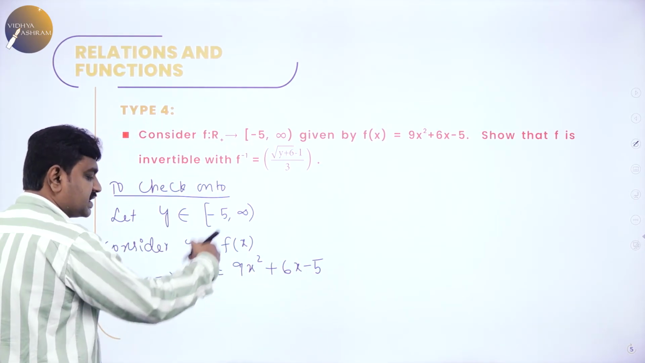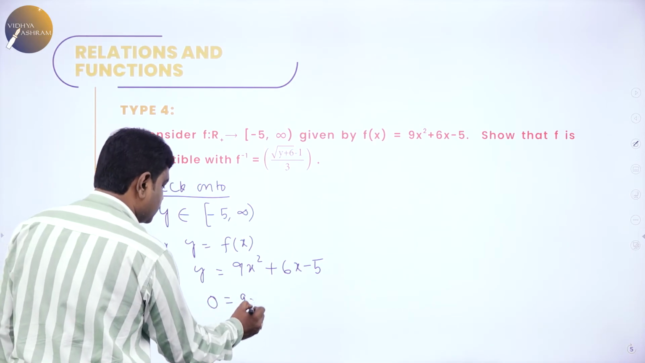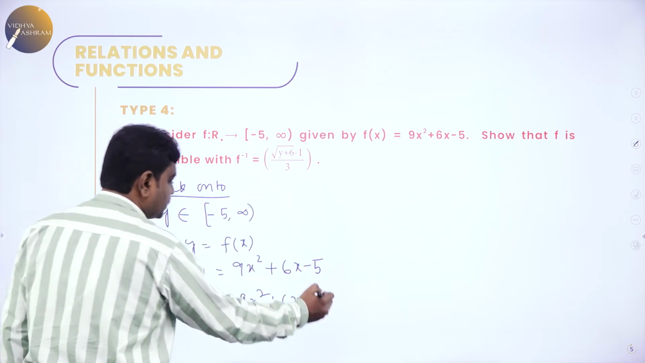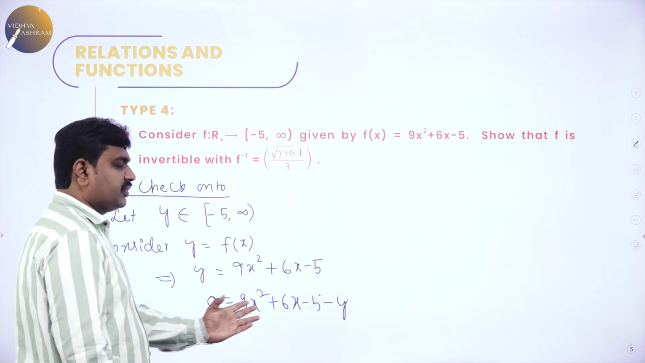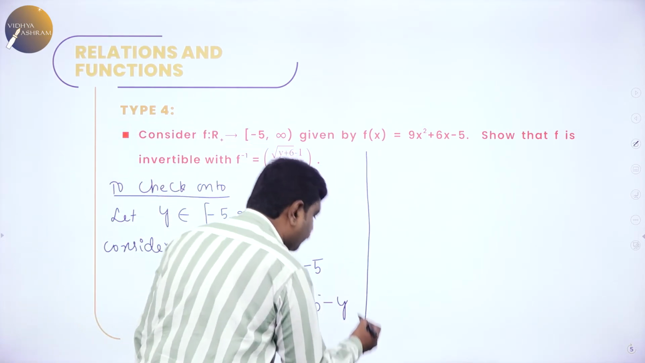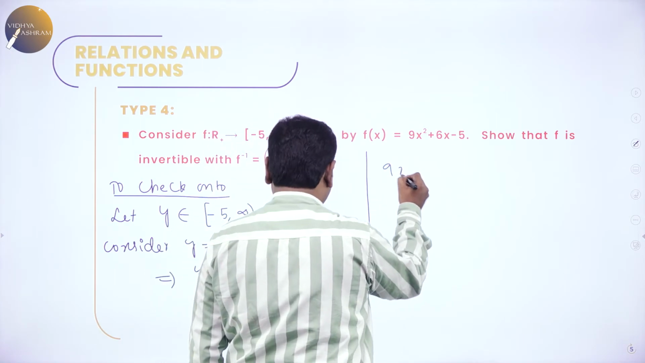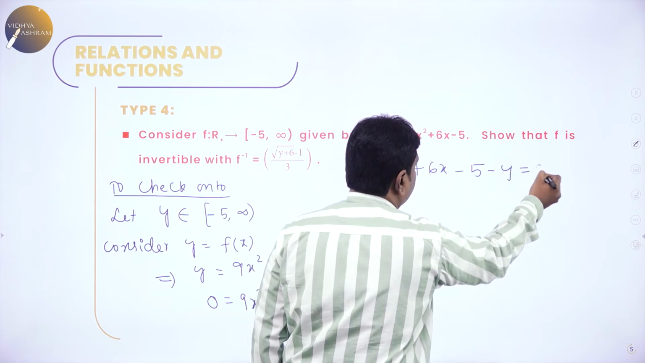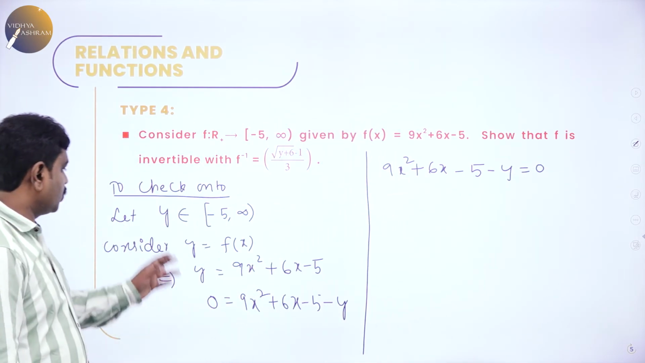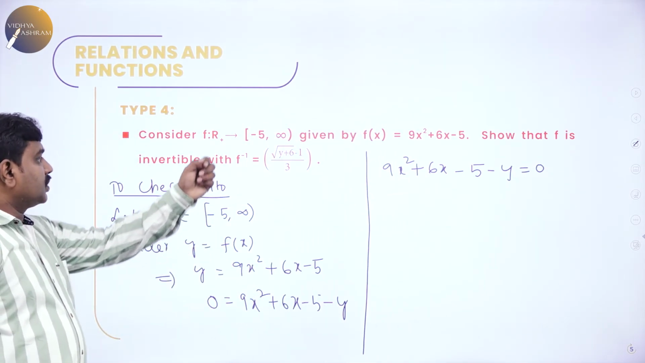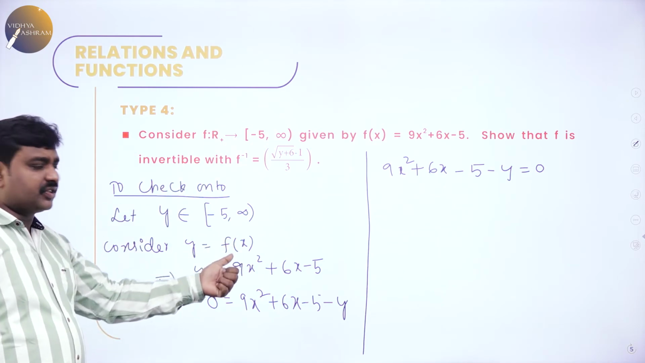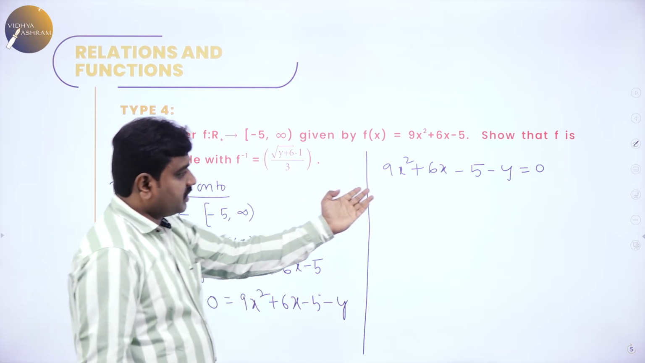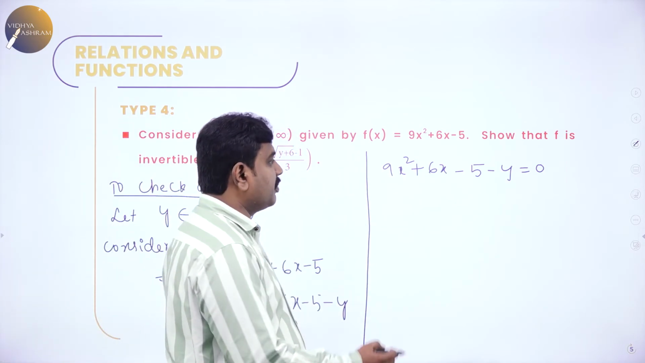Transfer y to the other side, so it will become 0. 0 is 9x square plus 6x minus 5, and I am transferring y to that side, so it will become minus y. So now we got a quadratic equation. Observe this carefully. I got 9x square plus 6x minus 5 minus y equal to 0. First I took y belongs to codomain and y is equal to f of x. I substituted the f of x value and transferred y to that side, it becomes 0. Now observe, it is in the form of a quadratic equation.